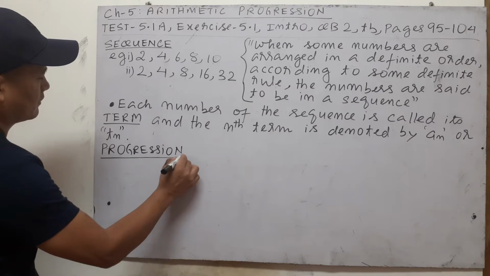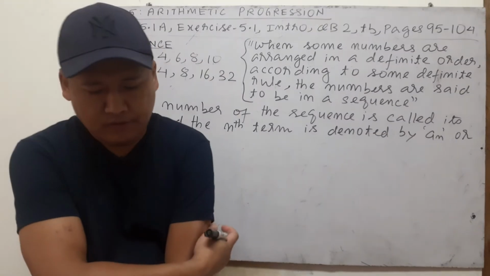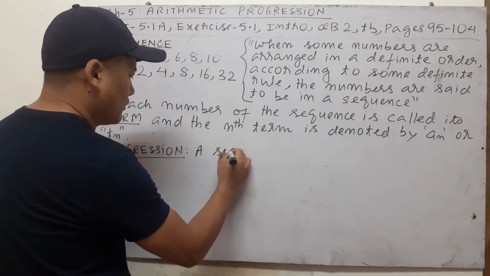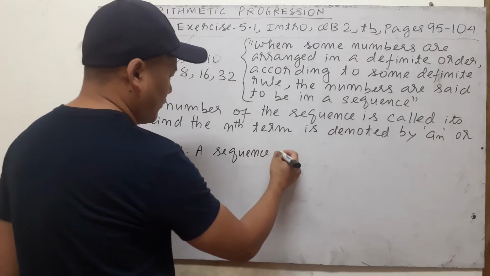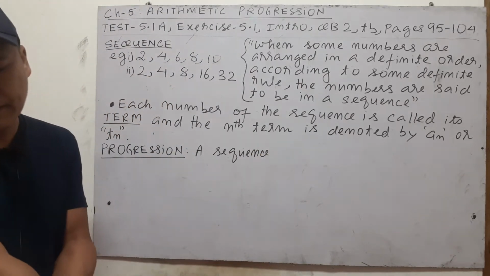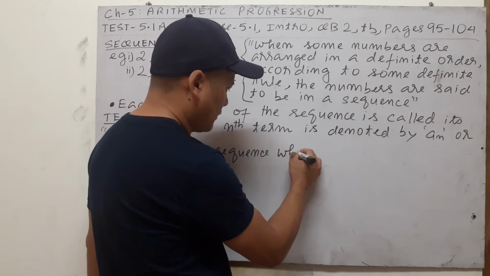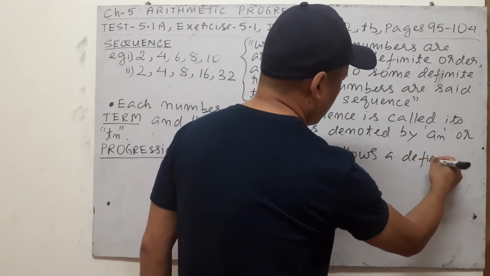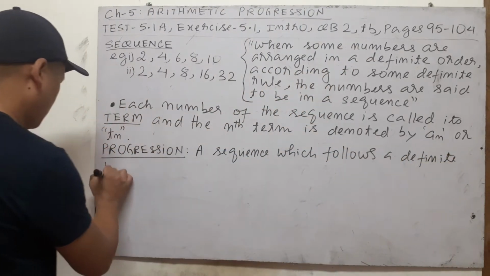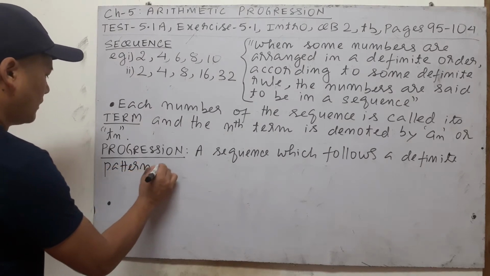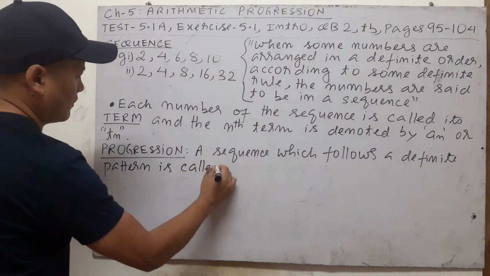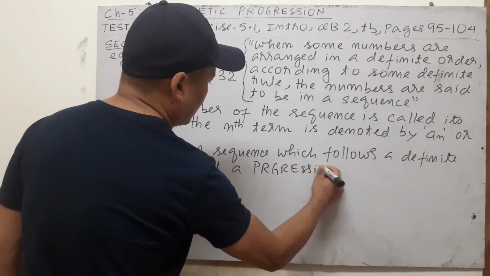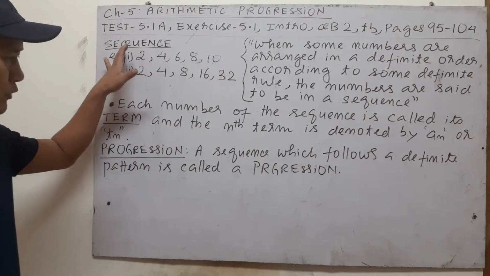Okay, so write it down. This one, you just write the definition for as an information. A sequence, we know what is a sequence. A sequence which is arranged or which follows a definite pattern is called a progression. It's called a progression.